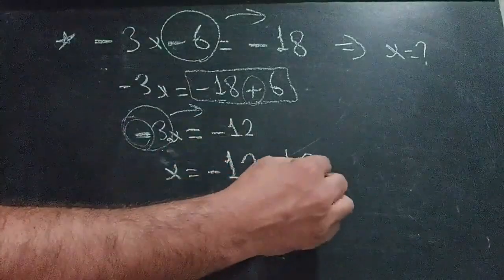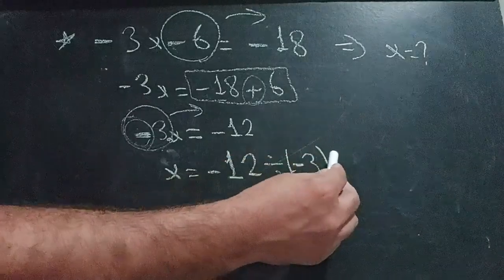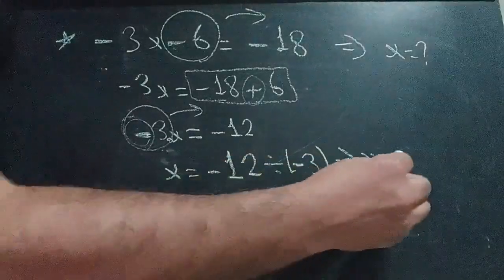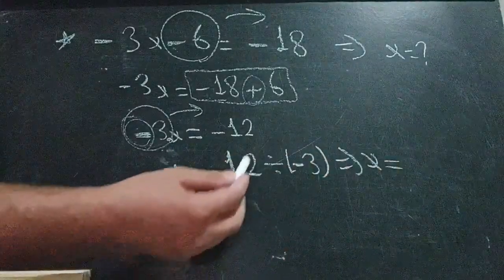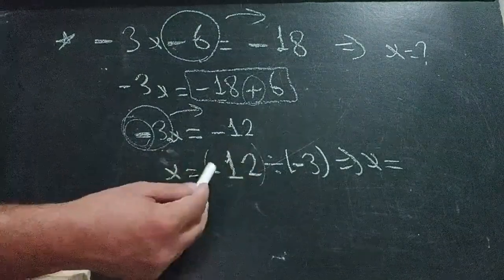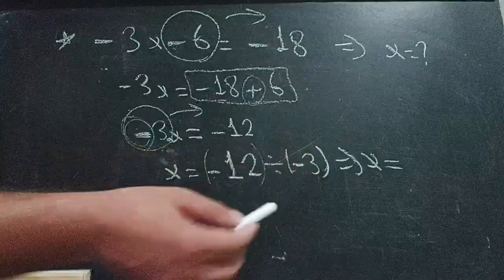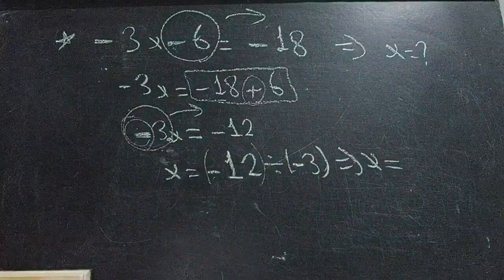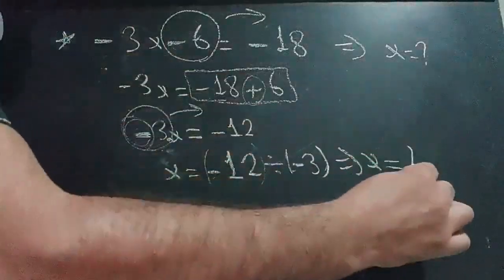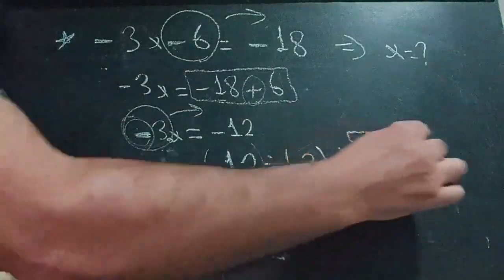That will be negative 3. So from there, x will be, from integers, negative 12. You can put a bracket, it is okay because of the sign and the sign. If you notice, I put the bracket. So negative 12 divided by negative 3 will be positive 4.